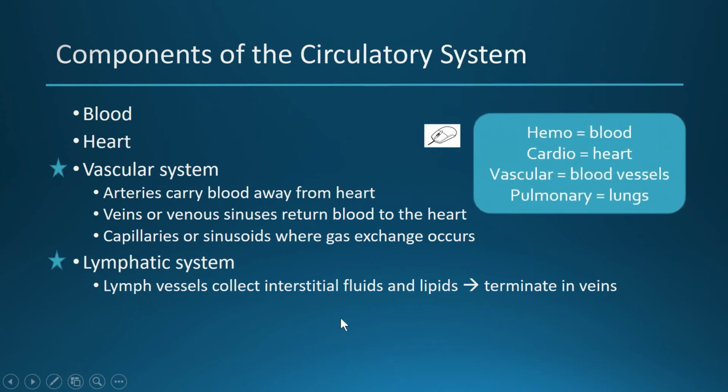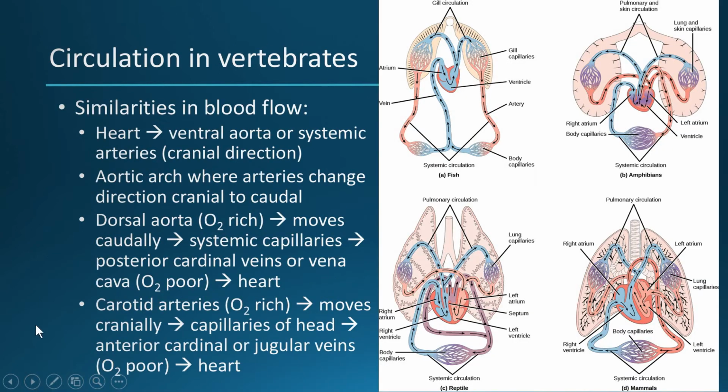Just to point out a couple of terms: vascular or vaso means blood vessel, and pulmonary refers to lungs. So there are a number of similarities in blood flow between different vertebrate groups. If you can follow my pointer over here, you've got fish. And you notice fish are very simplistic. There's a heart, and then blood vessels leaving the heart, and this is a single circuit system where it goes out to the body and comes back as one loop.